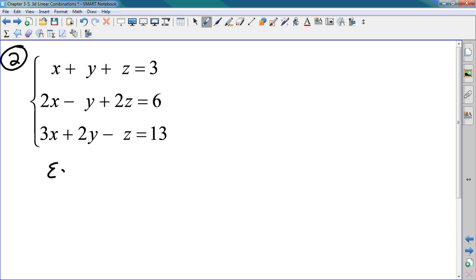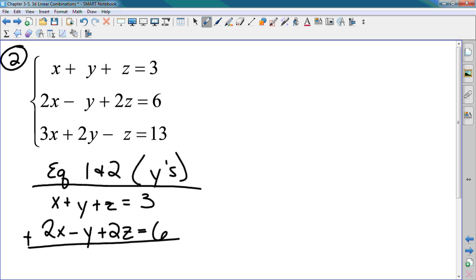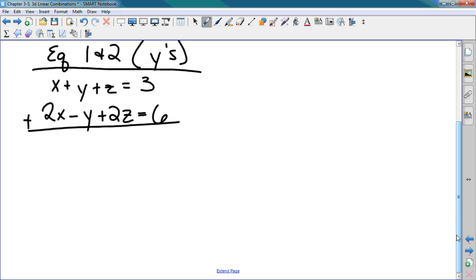So I choose, make sure you write down which equations you choose so you don't forget what you're eliminating. So I have x plus y plus z equals 3. I have 2x minus y plus 2z equals 6. Add them together to eliminate y. x plus 2x is 3x, the y's cancel, plus 3z equals 9. Once you get to that point, stop and go to your next set of equations.